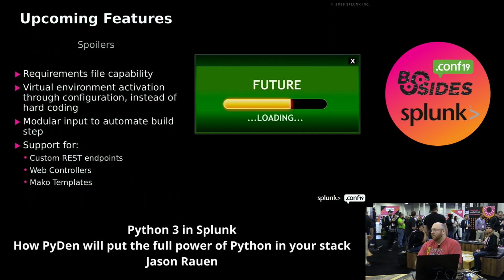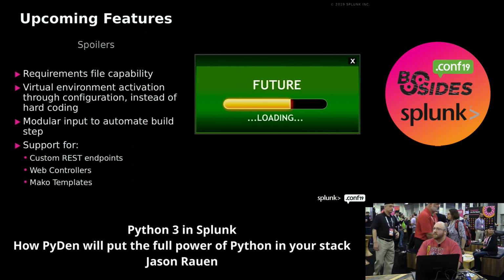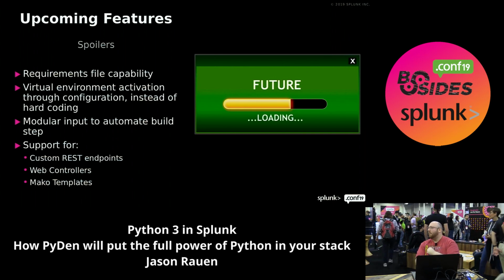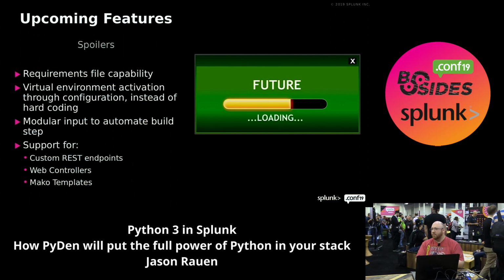I'd like to build a modular input that will also automate all of these build processes, right? It will identify inputs.conf stanzas that say, I need this Python version with this virtual environment and these packages, and the modular input will just pick that up and build everything automatically. The admin doesn't have to go through a staging server and all that. And I still want to work on supporting some of the more tightly integrated pieces of Splunk, like custom REST endpoints, web controllers, and Mako templates. But those are a challenge because they're very tightly integrated with Splunk's runtimes.